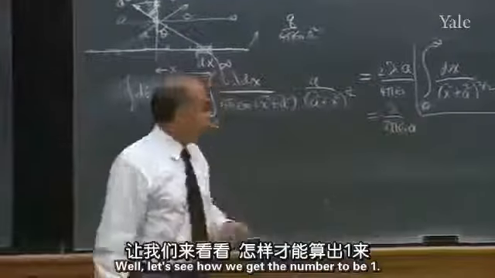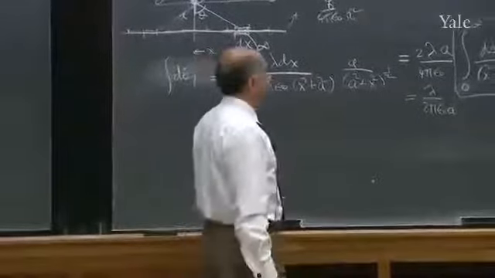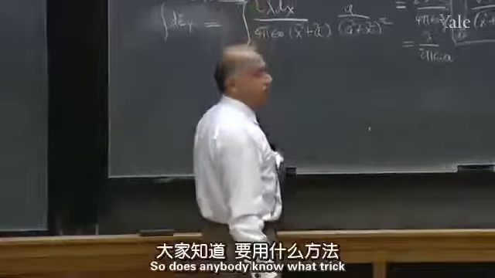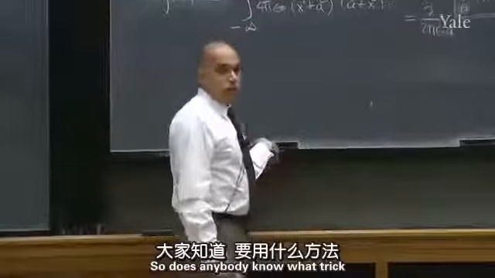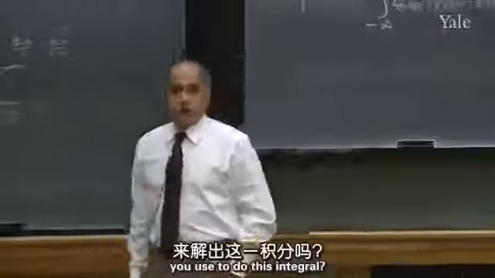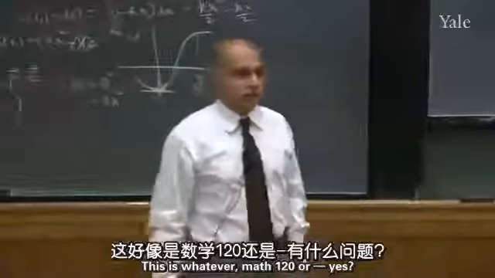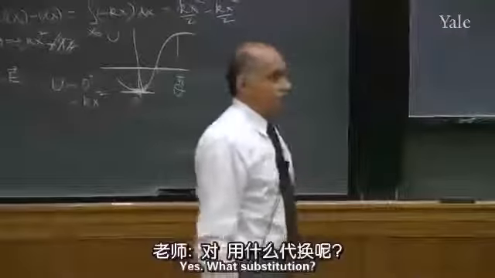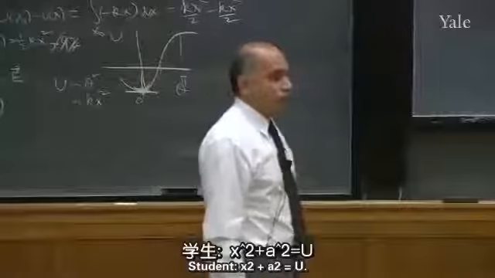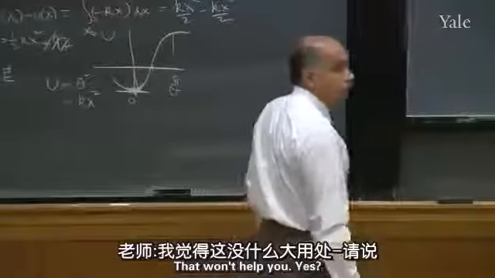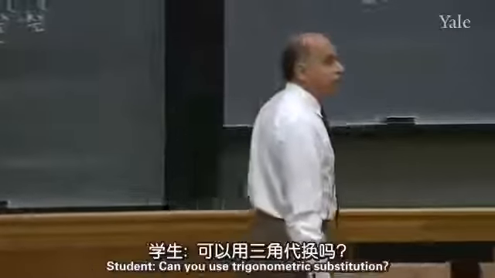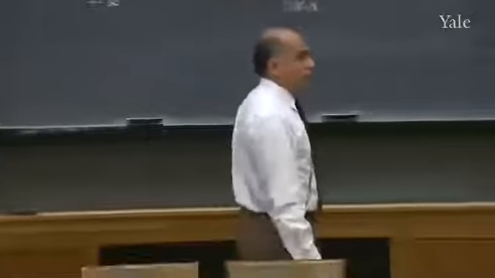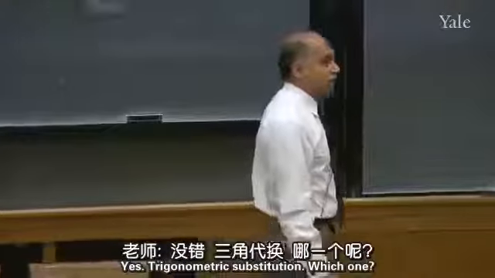Well, let's see how to get the number to be 1. So does anybody know what trick you use to do this integral? This is Math 120 or, yep. U substitution? Yes? What substitution? X squared plus A squared equals U. That won't help you. Yep. You use a trigonometric substitution? Yes, trigonometric substitution. Which one?